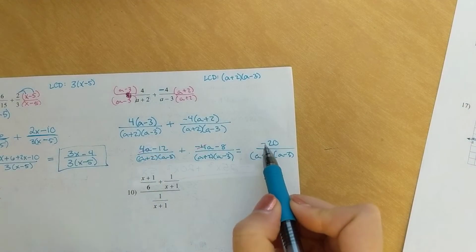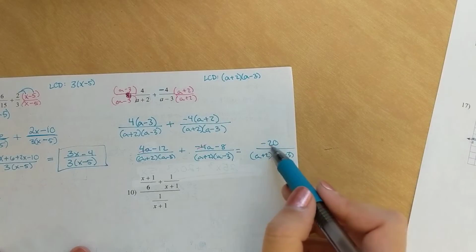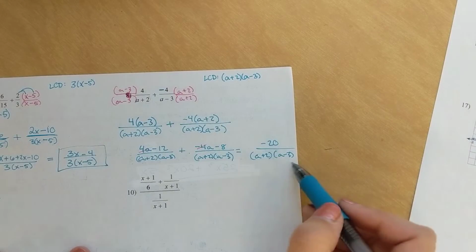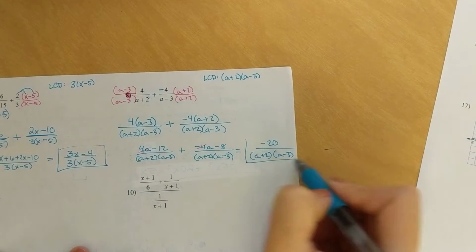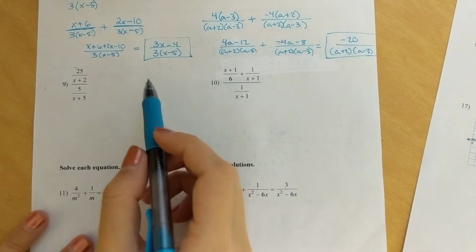You can put the negative in front of the 20 or in front of the entire fraction. But since we only have a number up here and then these are special groupings, there's nothing else that I can reduce. All right, complex fractions.